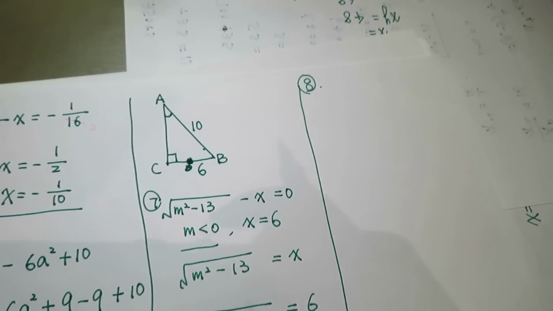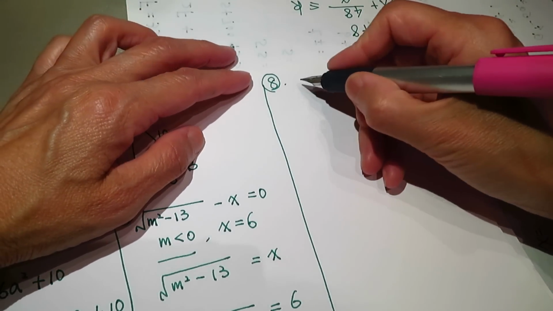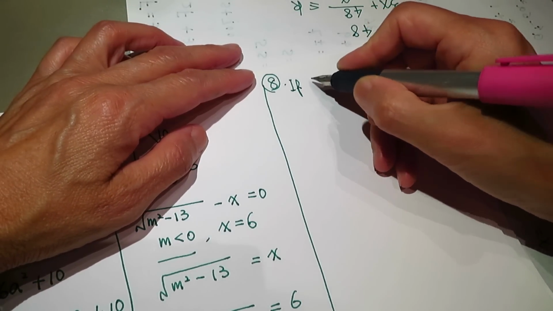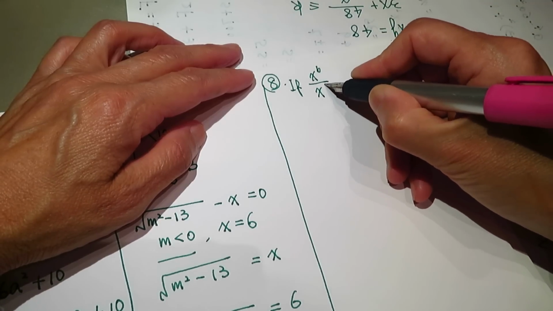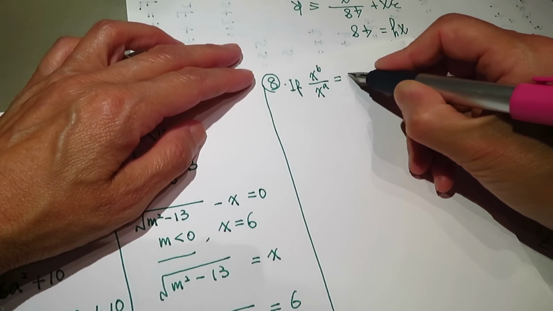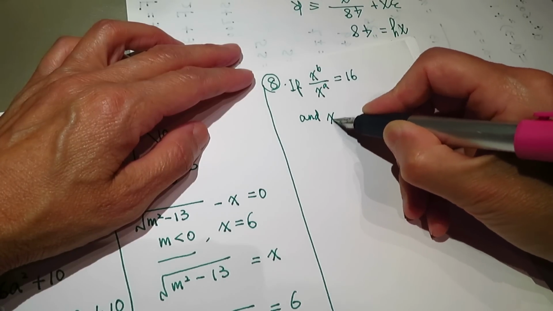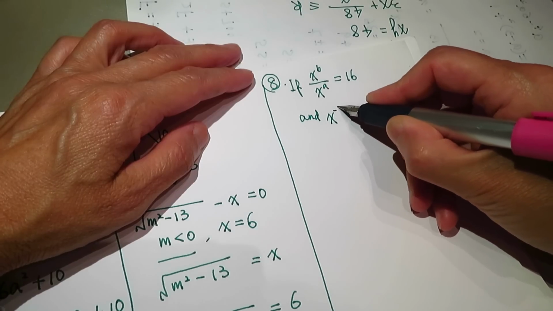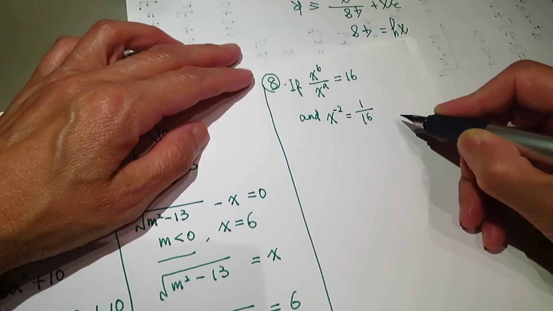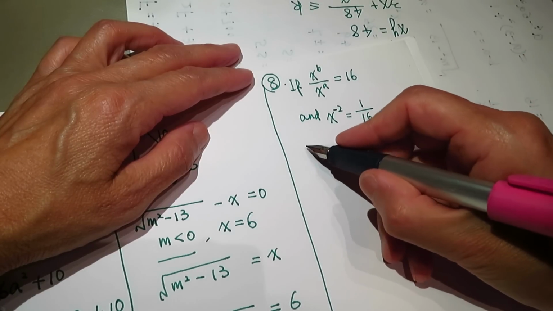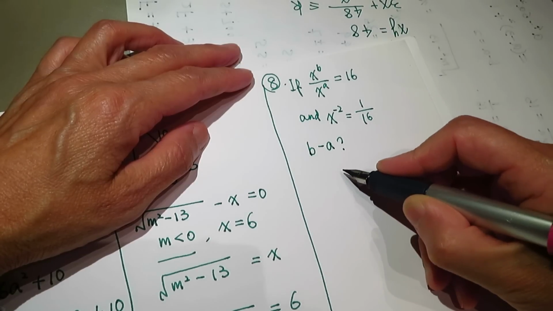Question number 8. If x to the power of b over x to the power of 3a equals 16, and x to the power of negative 2 equals 1 over 16, what is the value of b minus a?